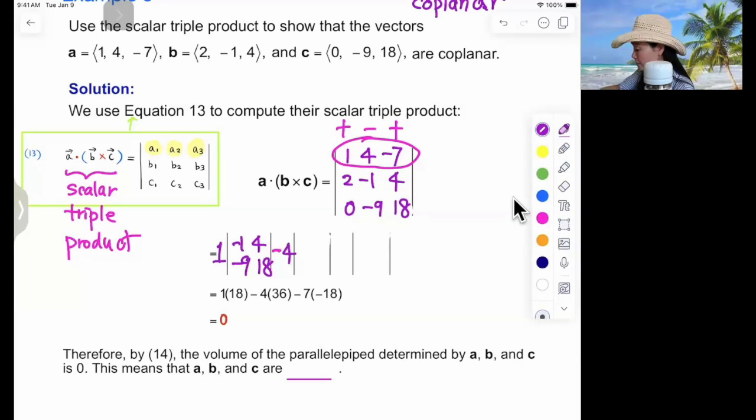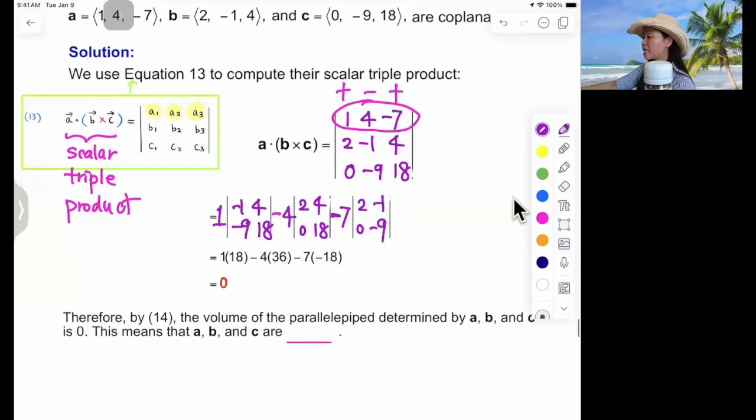And then 2. The submatrix will be what? 2, 4, 0, 18, right? And then the last one is adding, it's minus 7, right? Minus 7. And then 2, negative 1. 2, negative 1, 0, negative 9, right? Okay. And then you calculate that, it turned out to be 0.